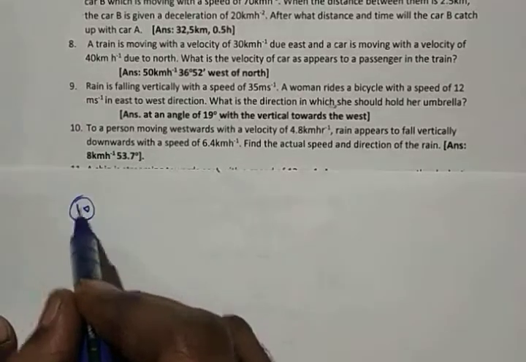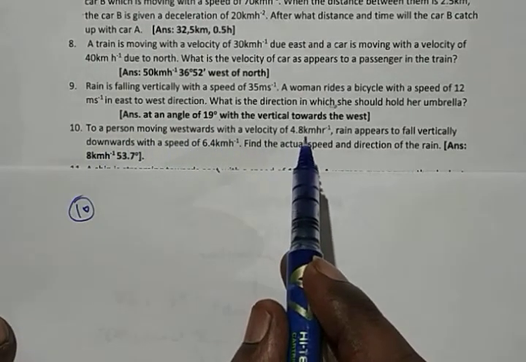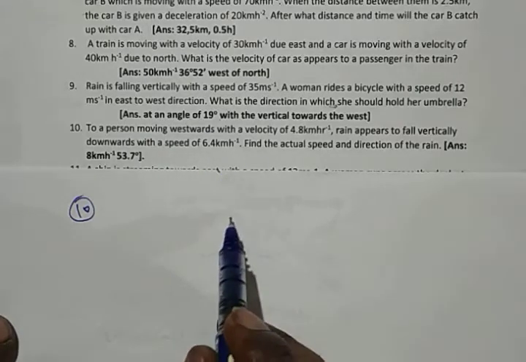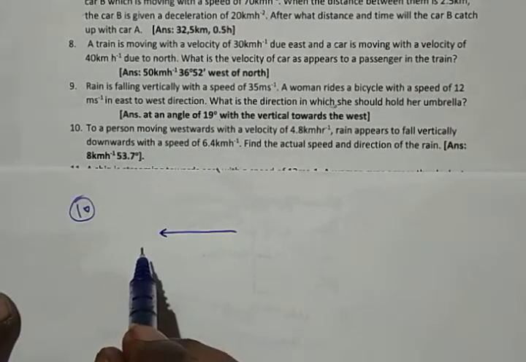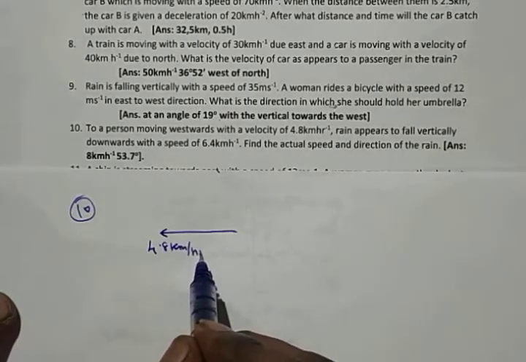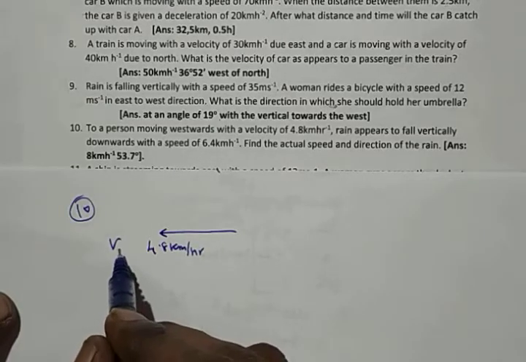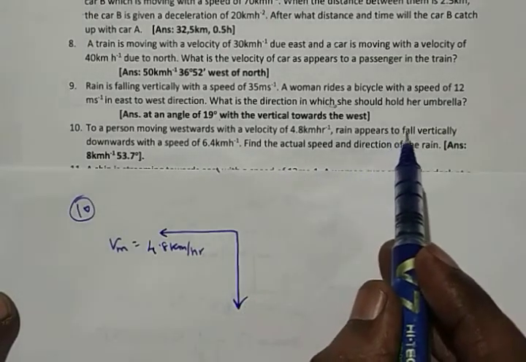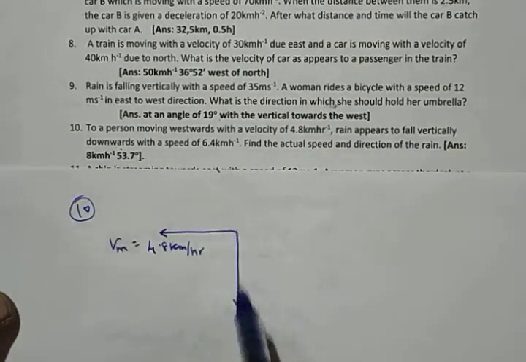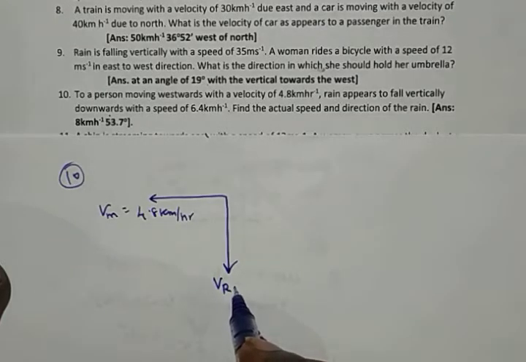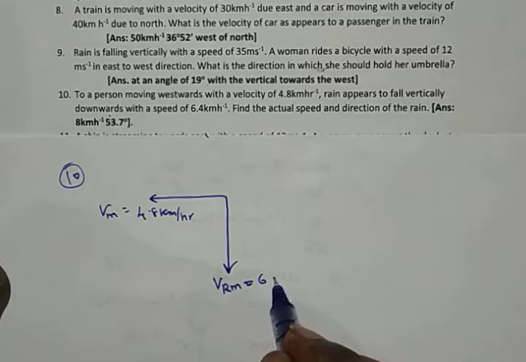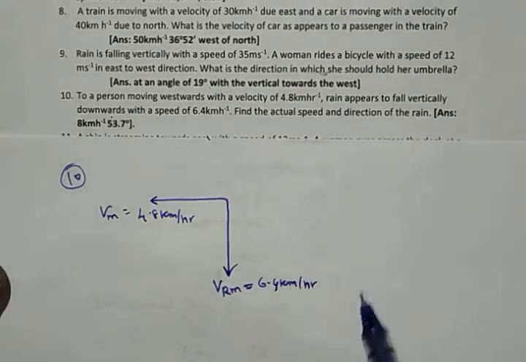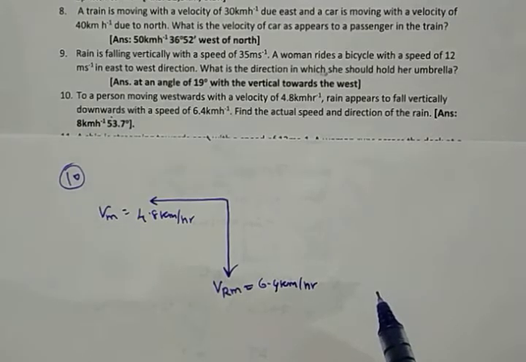Question number 10. A person moving westwards with velocity 4.8 kilometers per hour. Rain appears to fall vertically down with a speed of 6.4 kilometers per hour. So a person is going in this direction with a speed of 4.8 kilometers per hour. So we can call it the velocity of the man. And the rain appears to fall vertically downwards. So vertically downwards is the velocity of rain with respect to the man. So it is a relative velocity given here as 6.4 kilometers per hour. Find the actual speed and direction of the rain. So we need to find out the exact speed of the rain here.